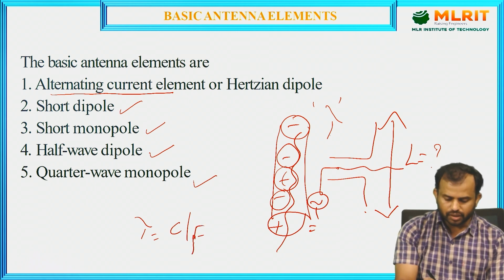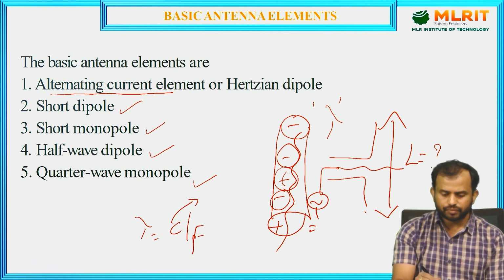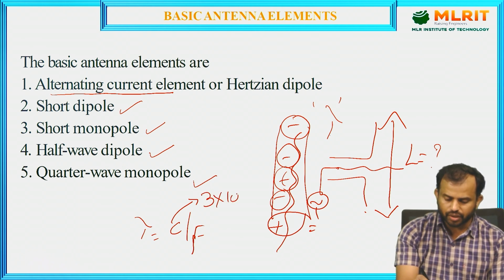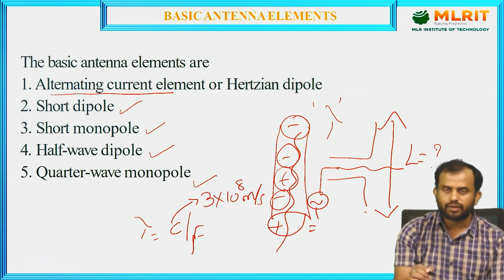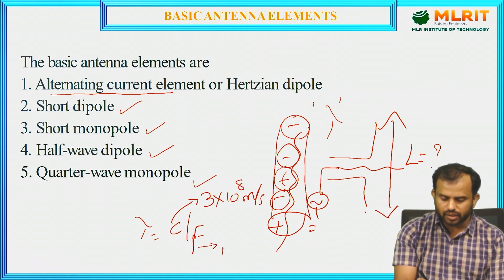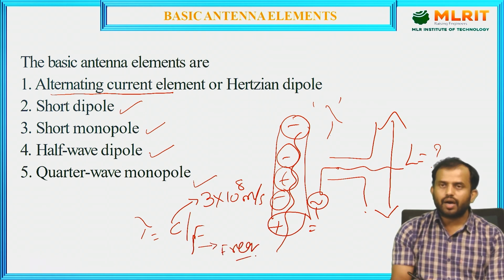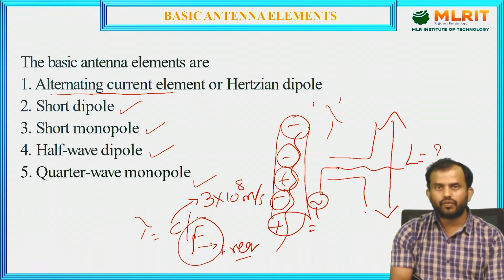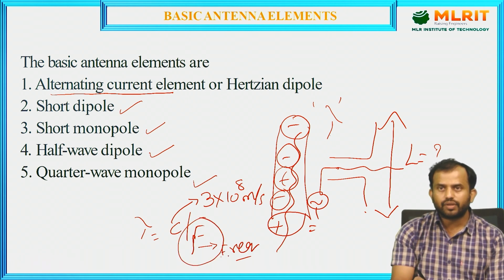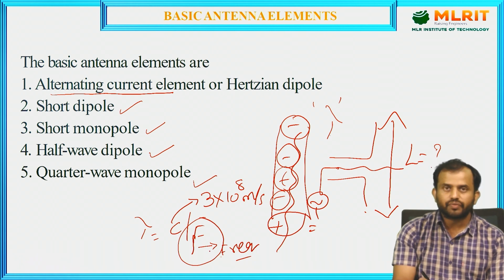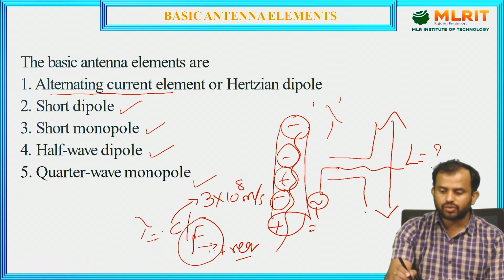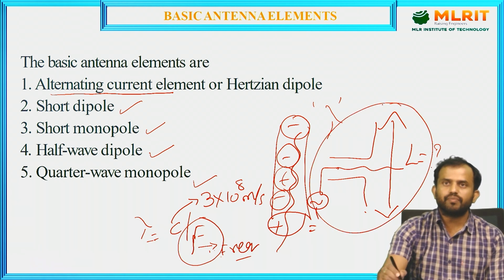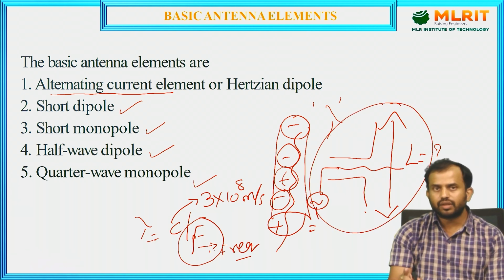What is c? C is the velocity of light. What is the velocity of light? It is 3 into 10 to the power 8 meter per second. But what is f here? F is nothing but the frequency. As we discussed in the previous section, we discussed the radio frequency spectrum, so frequency plays a vital role. Based upon the frequency, we design the respective lambda value, and based upon the lambda value, we design the respective size of the antenna. So here every value is interlinked to the frequency.